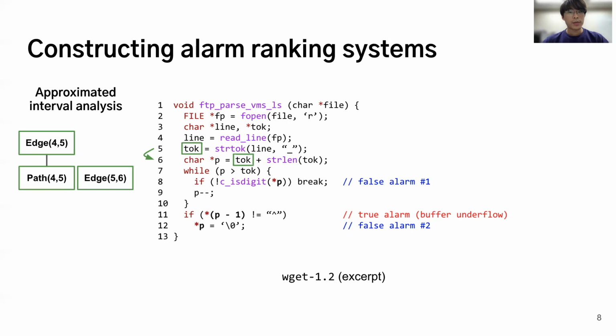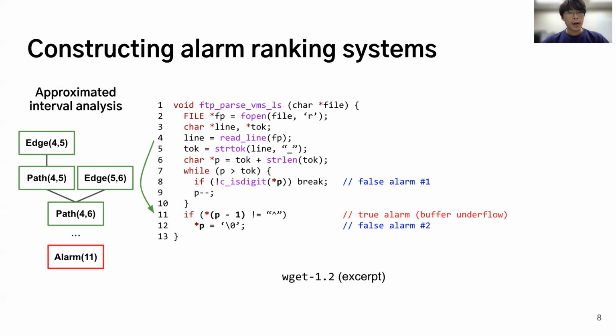Then, we also observe another edge(5,6) with variable tok. Now, by taking the two facts into account, we derive a new fact, path(4,6). This means there is a data flow from line number 4 to 6. Notice that the new fact elongates the known data flow, path(4,5), with an edge.